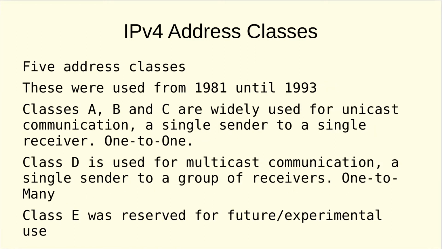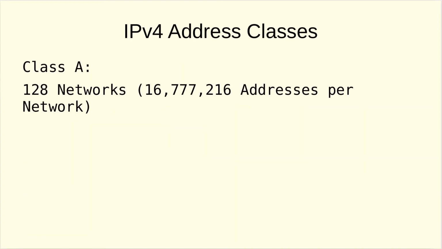We have the class E addresses, which were reserved for future or experimental use. There are 128 class A networks. Each one can theoretically, and I really seriously mean theoretically, hold over 16 million addresses. There's no way you would approach even the tiniest fraction of that many addresses on a single network, because the broadcasts alone would make it completely unusable.